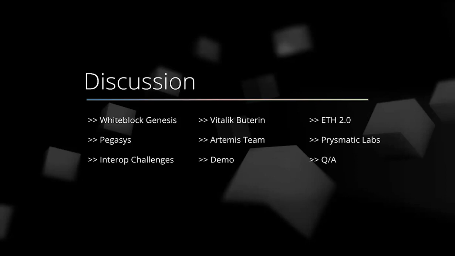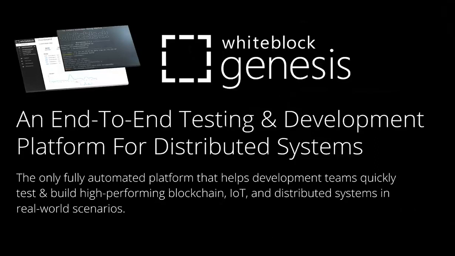So I'm just going to take 5 minutes of your time, and we're going to talk a little bit about the Whiteblock Genesis platform. Whiteblock Genesis has been around for 18 months. We are an end-to-end testing and development platform for distributed systems. We are being leveraged by ETH2.0 implementers, so they can test their testnets in isolation and make sure that everything works. We're still used by distributed systems in general, IoT, and other blockchains.